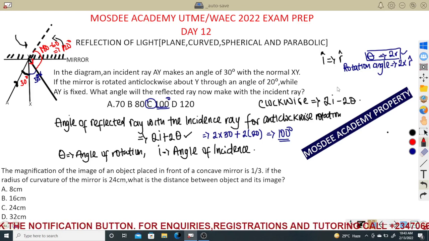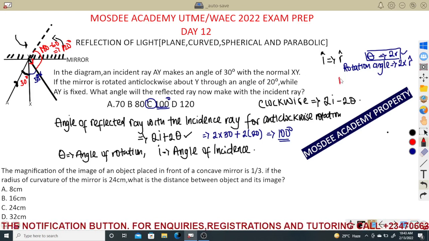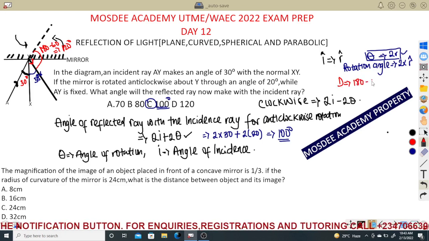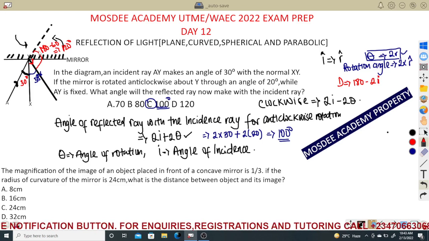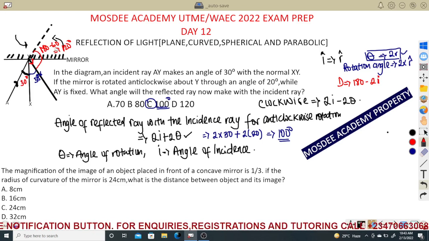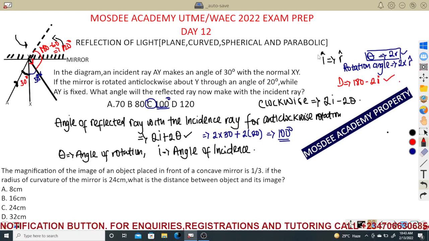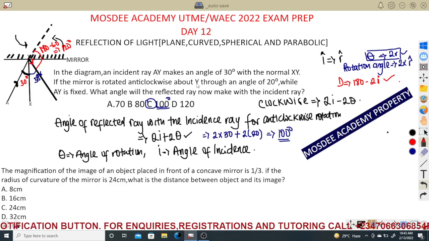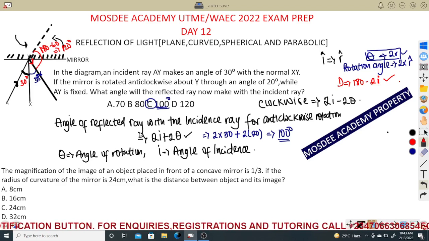Another important point, I told you this is a quick concept class. The deviation angle, which I just used there, is always 180 minus 2 times the incident angle. That is what I did here. 180 minus 2 times this is going to give me the deviation angle of the mirror. So these are important things you can keep at the back of your mind. Reflection takes place in the mirror. So the next one.